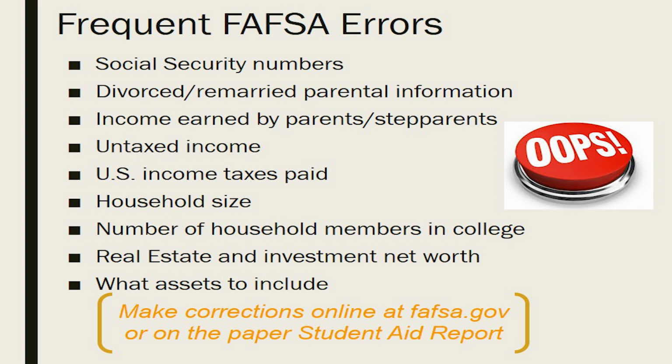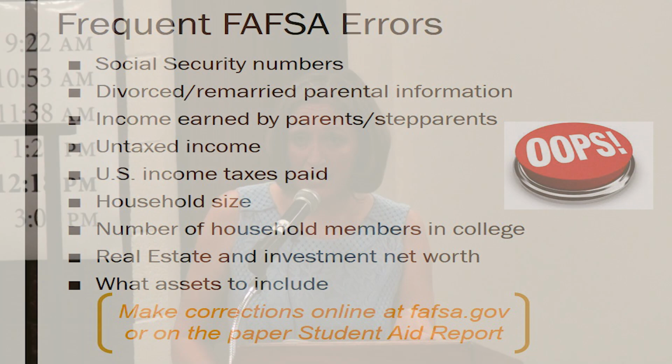Real estate and investment net worth. So again, this could be a mistake, like I added my family farm and I live there, or it could be I forgot to include a business in my real estate and investment net worth. And what assets to include. So those are all things. If you make that mistake, you can make corrections at FAFSA.gov.